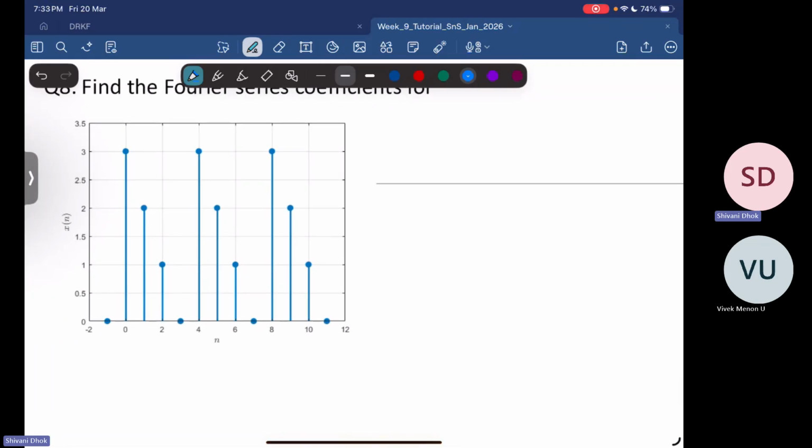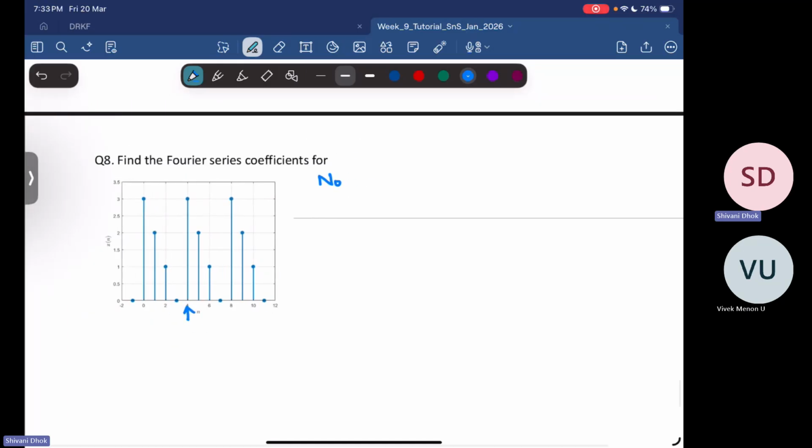So again, let's say your period starts at n equal to 0. We see that it starts repeating at n equal to 4. So your fundamental period is N naught equal to 4, which means that your omega naught comes out to be equal to 2 pi by 4, or pi by 2.